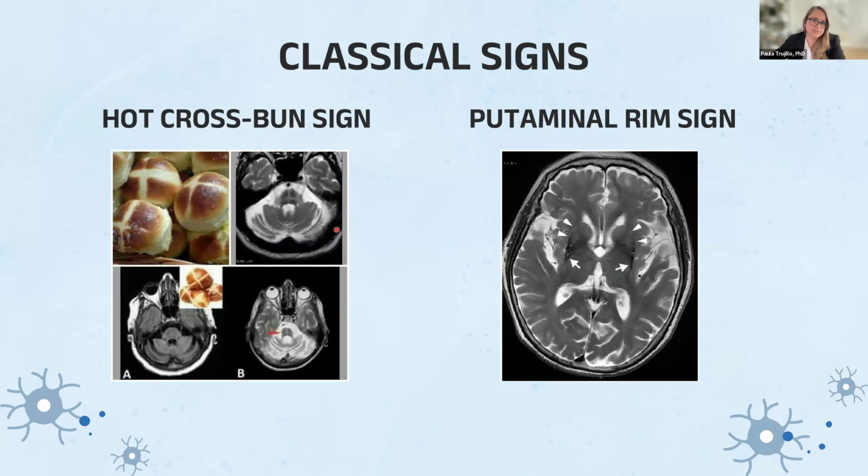So to summarize, these are the two most classical signs observed in MRI. On the left, we can see the hot cross bun sign at the level of the pons. This is typically more associated with MSA-C. And on the right, we see what's known as the putamenal rim sign, or darkening of the area of the putamen. And this is typically more associated with the MSA-P subtype.